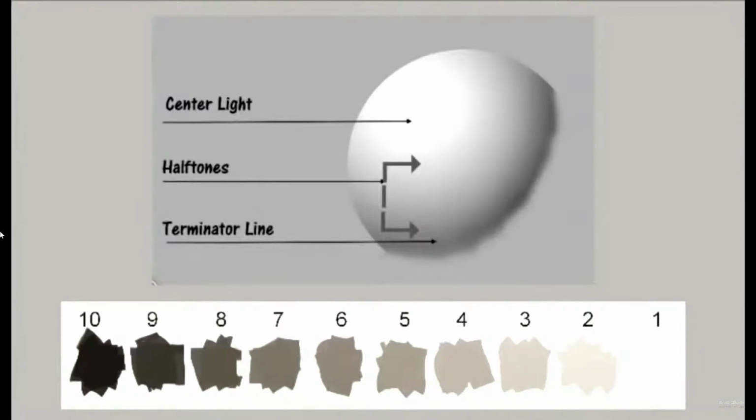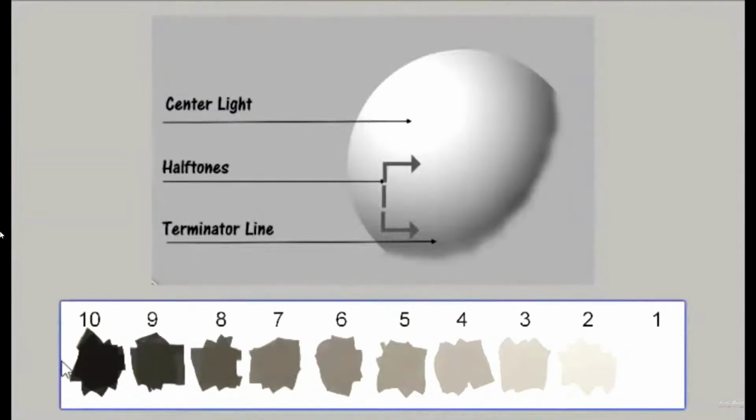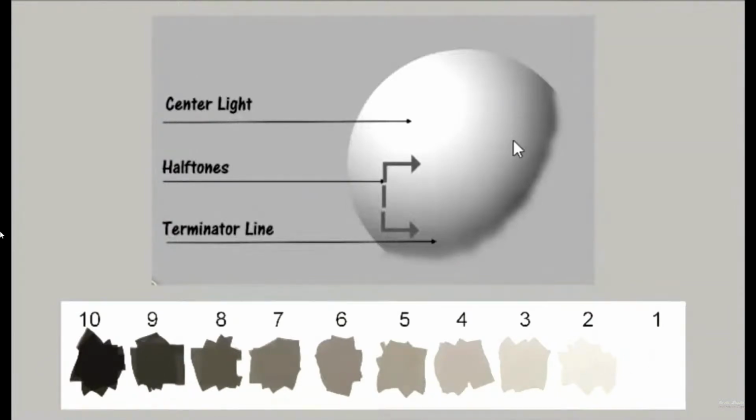Now, the shadow values live on one side of the value scale, on this side right here, and the values that are not in shadow live in here. These are created by how the light or how the environment is responding to the light. Then we can see and read the values that fall in that area between shadow and center light.